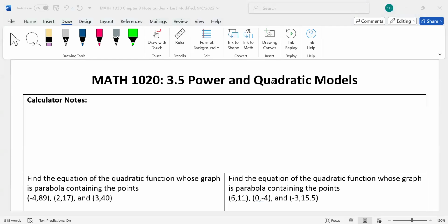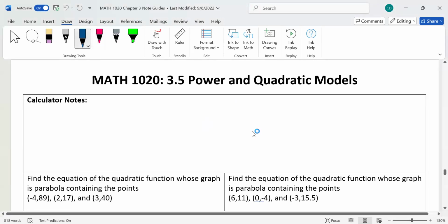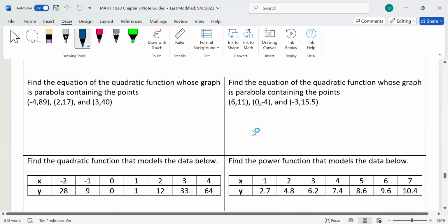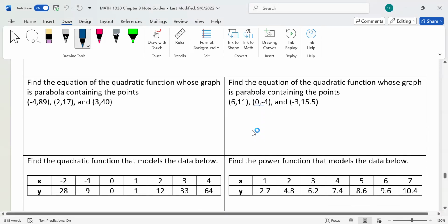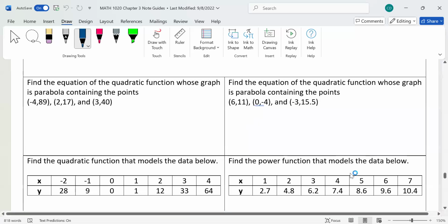This is section 3.5, power in quadratic models. So again, there's an area up here for you to write your calculator notes. And this will be similar to something that we've done before, just one step different. All right, so if you don't have the note guide, just get a screenshot of this or write this down real quick, pause the video, because I'm going to flip back over to the calculator.